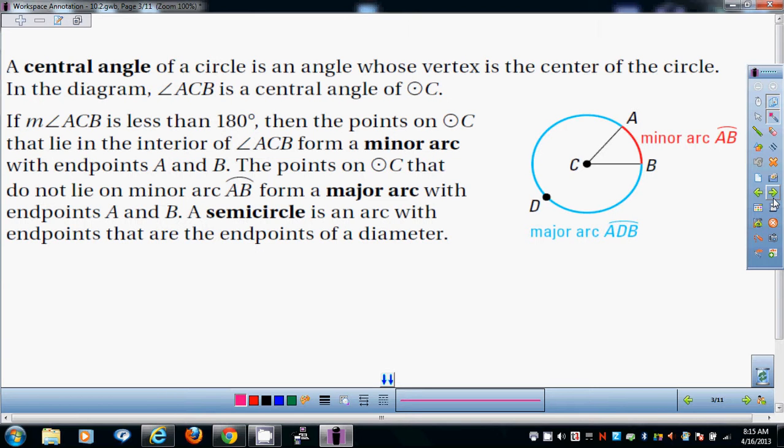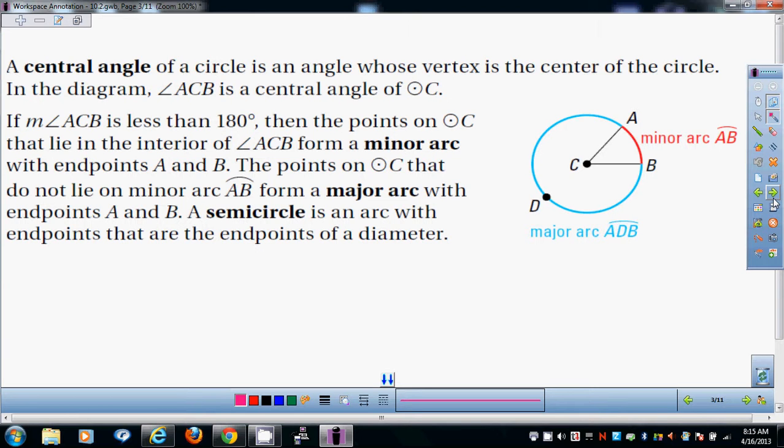Vocab you need to know. You don't have to write all this down, but you do need to know it. Central angle is the angle formed by two radii that form your arc. See how those are both radiuses? Well, that angle right there is the central angle.